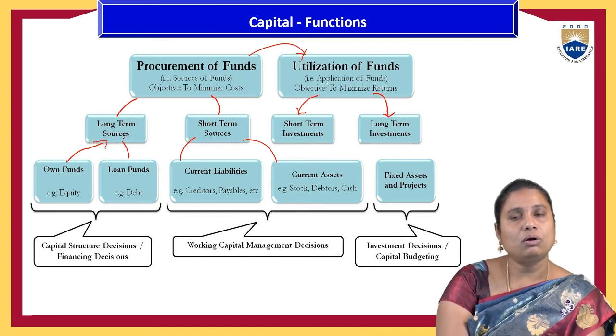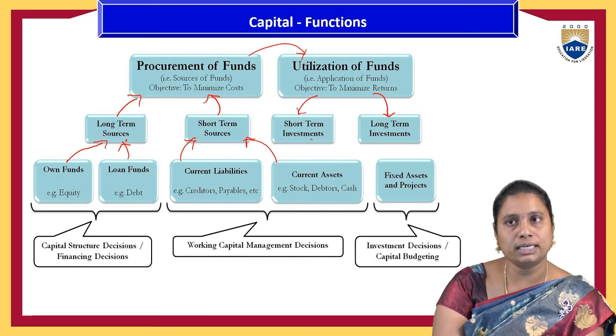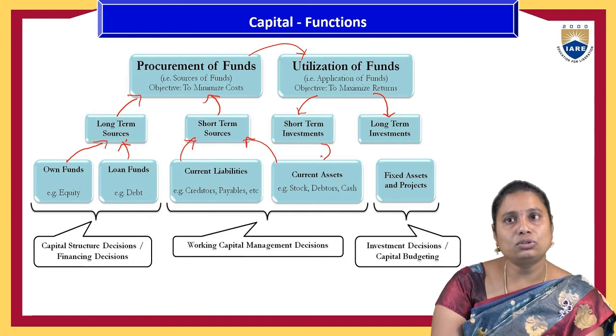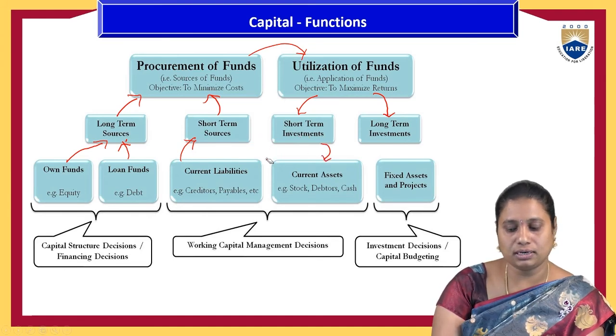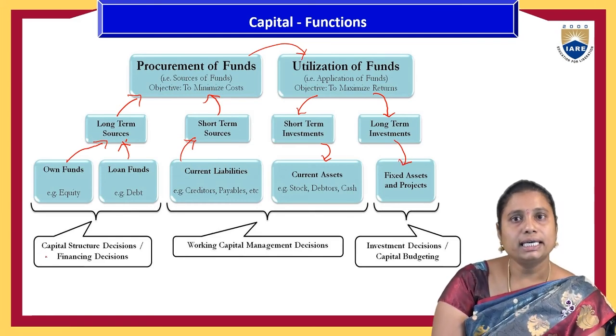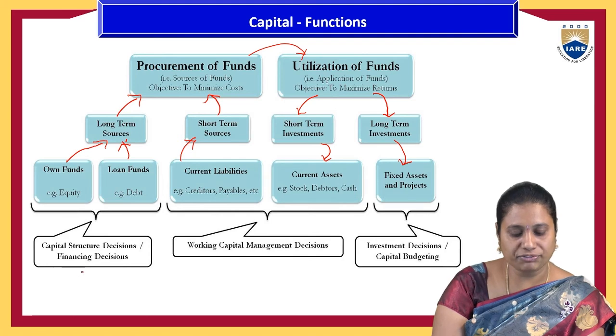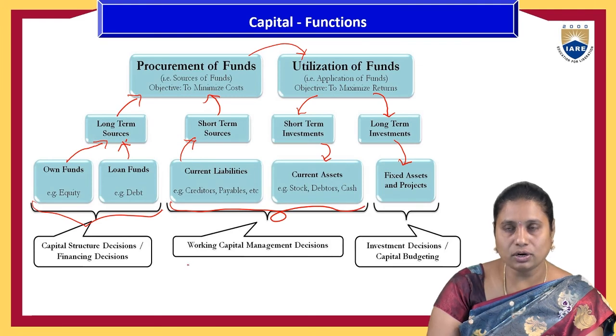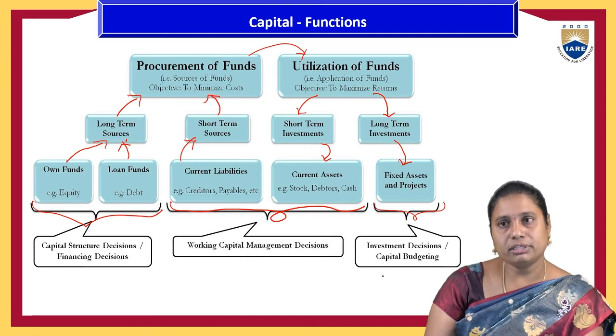So here, all these are the incomes. Rupee comes in sources for the business organization. These are all the rupee goes out sources for the organization. Like short-term investments in the organization, like stocks, debtors, cash, etc. And for the long-term investments, fixed assets and projects. So generally, these two will be called capital structure decisions or the financing decisions. And these current liabilities and current assets decisions will be called working capital management decisions, and the fixed assets and projects decision will be called investment decisions or the capital budgeting decisions.